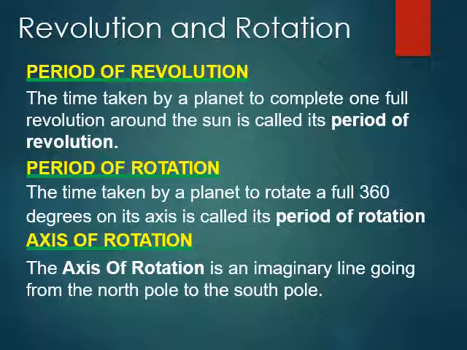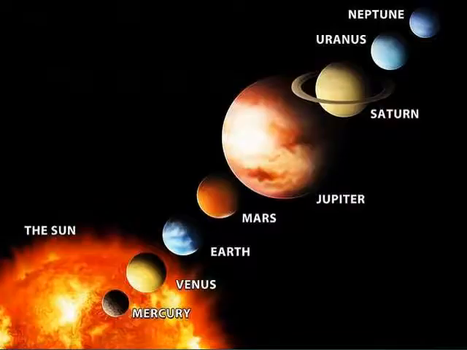Revolution and rotation. Period of revolution: the time taken by a planet to complete one full revolution around the Sun is called its period of revolution. And period of rotation: the time taken by a planet to rotate a full 360 degrees on its axis is called its period of rotation. And the axis of rotation is an imaginary line going from the North Pole to the South Pole. This is the picture of our solar system, the Sun and the 8 planets.